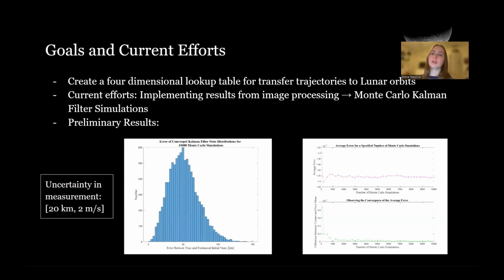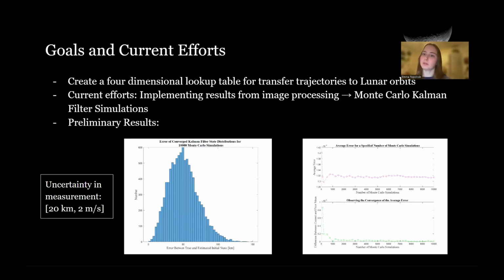As for the goals and the current efforts that we have, the lookup table is the end goal, and it will be a 4-dimensional lookup table that is dependent on the range, the 2 angle directions, and the moon phase. The current efforts include bridging that gap between the results from the image processing to the Monte Carlo Kalman filter simulation, which has been my core effort right now.